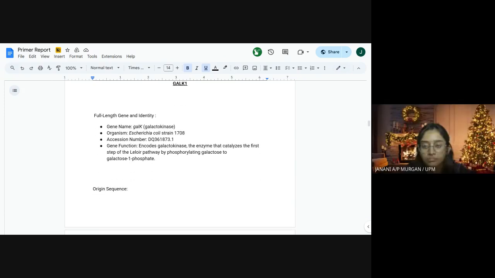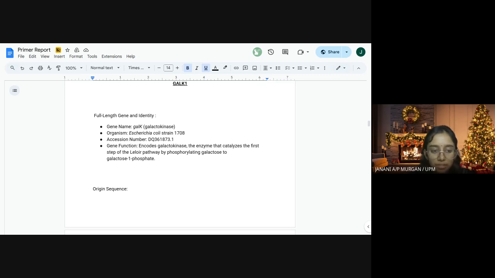Hi everyone. My name is Janani Anam Perempuan Murugan. My matrix number is 229514. For this assignment, we selected the Escherichia coli GALK gene, which encodes the enzyme galactokinase. This enzyme plays a key role in the Leloir pathway, where it catalyzes the first step of galactose metabolism.